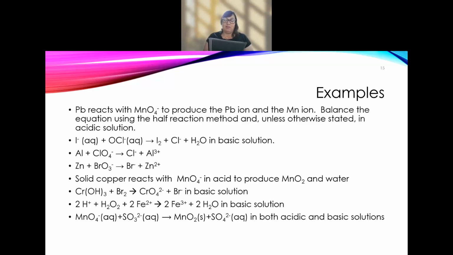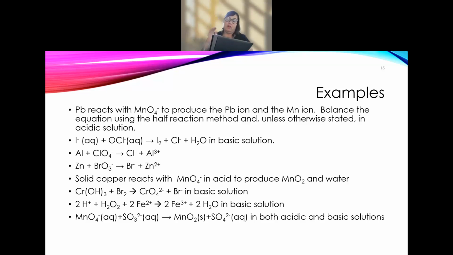I then have to add protons to the other side to balance that. So that gives me 6H plus BrO3 minus goes to Br minus plus 3H2O. I then have to look and see what the charges are.